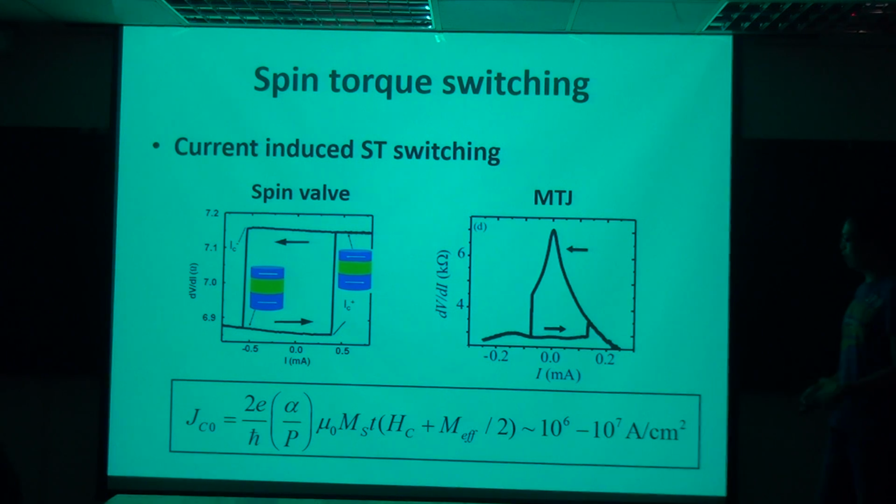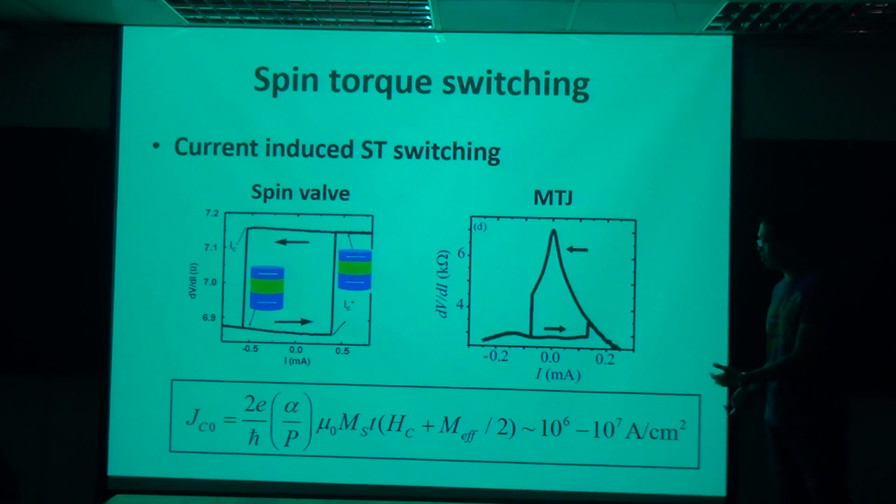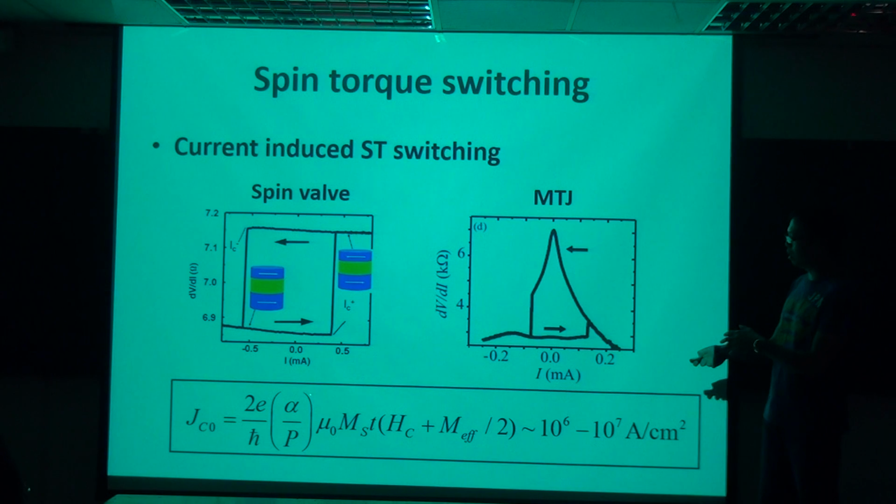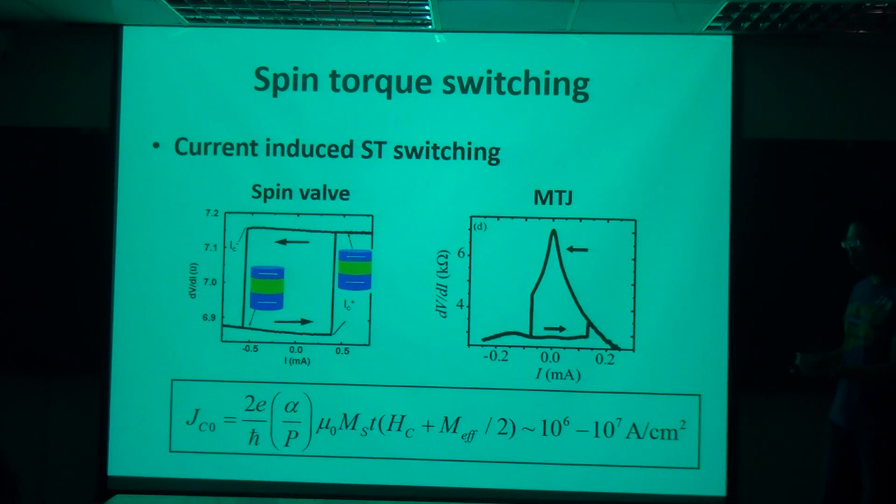And I believe that nowadays there are some companies that can provide products with critical switching current density in the high 10^5 range. So I think this is doable. But you can see that the limit is there. You know the damping constant, you know the spin polarization, and you know there's a limit for these fields. So it's more like an optimization process, an engineering problem.